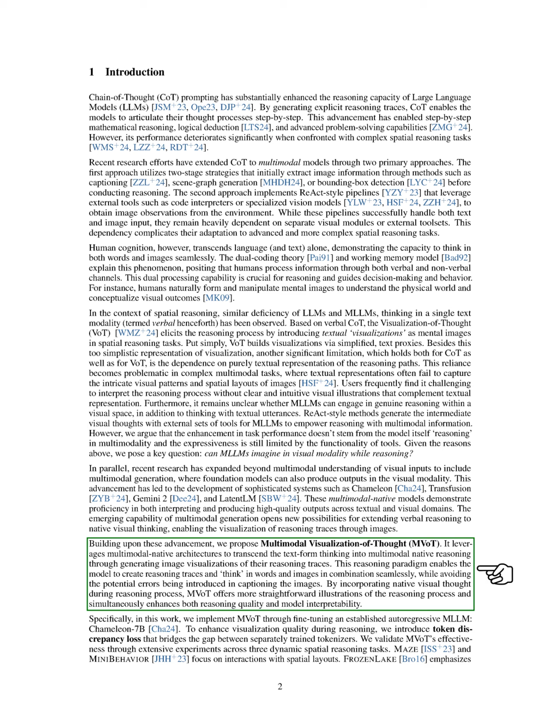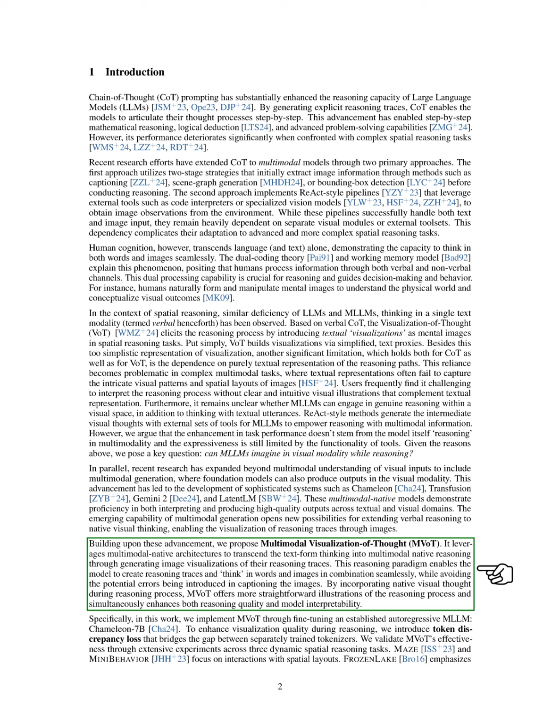In our work, we implement MVoT by fine-tuning the Chameleon 7B model. We introduce a token discrepancy loss to improve visualization quality during reasoning. We validate MVoT's effectiveness through extensive experiments on three dynamic spatial reasoning tasks: Maze and MINIBEHAVIOR, which focus on spatial interactions, and FROZENLAKE, which emphasizes pattern recognition in dynamic settings. Our results show that MVoT outperforms traditional COT by over 20% in challenging scenarios.